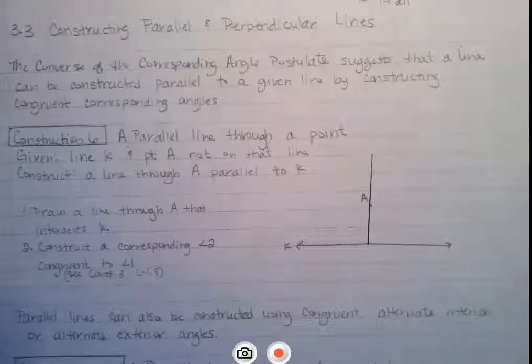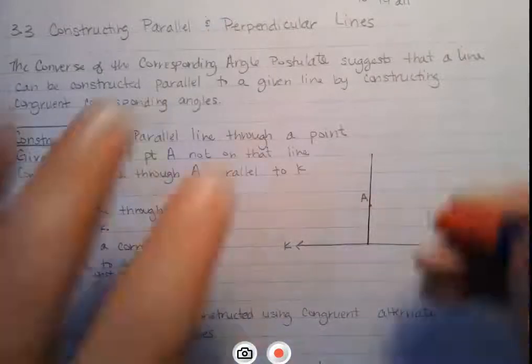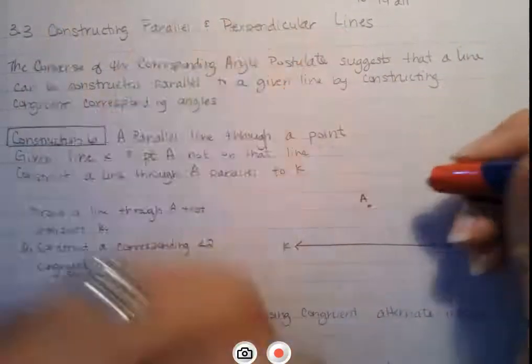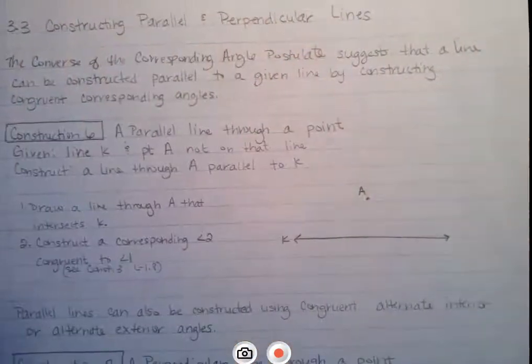And then we're going to construct a corresponding angle congruent to angle 1. All right, so using your fixed compass width. Well, time out. Back up. I shouldn't have drawn my line. What was I thinking? I'm sorry. You're not sorry? Okay, good.